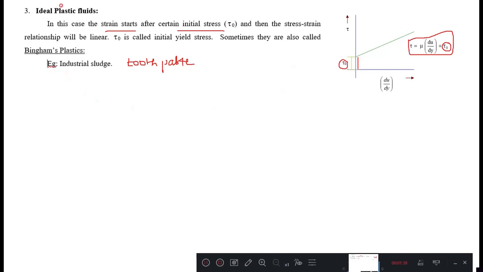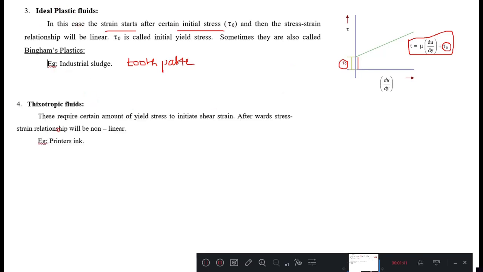So this is the ideal plastic fluid. One more type is the thixotropic fluid. Thixotropic fluids require a certain amount of yield stress to initiate shear strain, like ideal plastics. These fluids also require a certain stress to initiate the shear strain, and afterwards the stress-strain relationship will be non-linear.